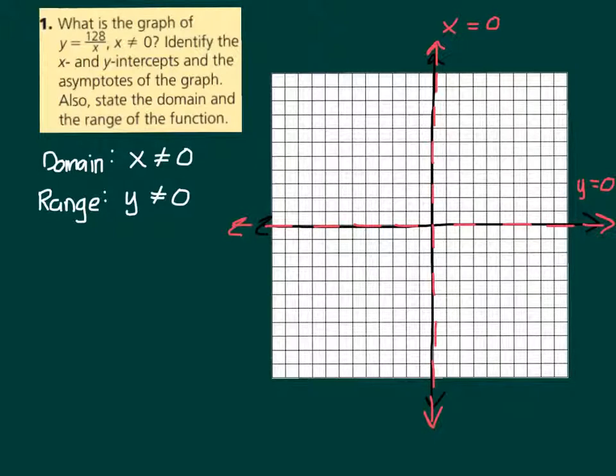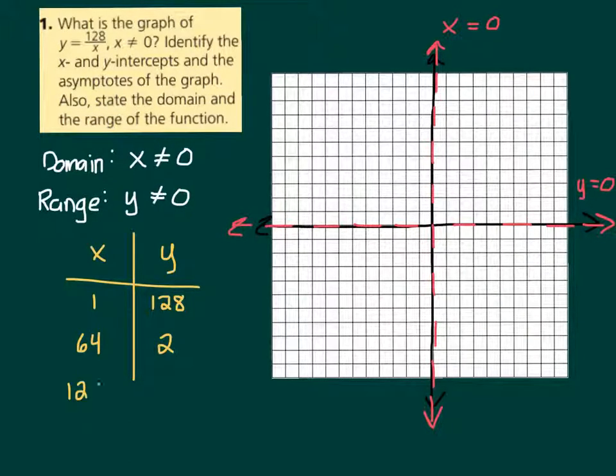So we need to plot a few exact points. Let's make a table. We know that we'll have the point 1, 128. We know we'll have the point 64, 2. We know we'll have the point 128, 1. Right? And then we'll also have these same exact points just with negative signs. Negative 1, negative 128, negative 64, negative 2, negative 128, negative 1.